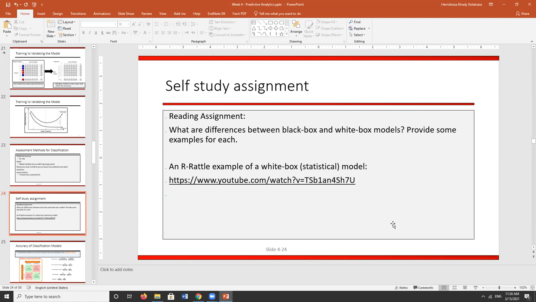Also, I posted a YouTube video for you to understand decision tree, which is an example of a white box model. In this video, you learn how to interpret a decision tree model, and you can see it is really a transparent model. The second one is optional. You don't have to look at it, but in case you're interested and you already know the R Rattle program, it's very easy to follow the video. But even if you don't know anything about decision trees, or you never worked with R, it's okay. In this video, you can see the instructor explain what is under the hood of the decision tree model.